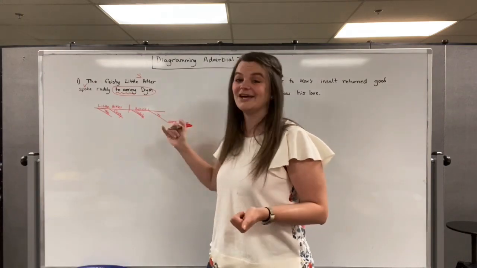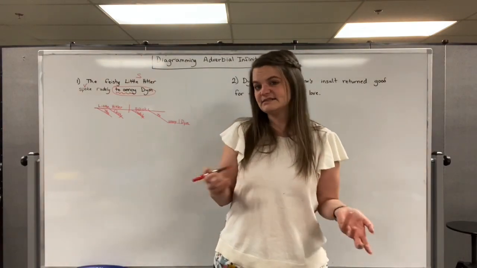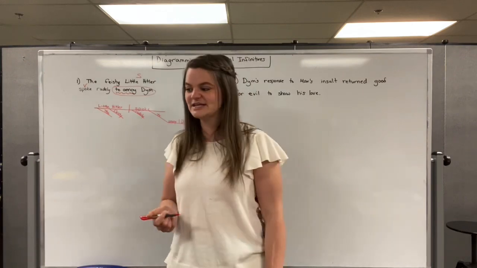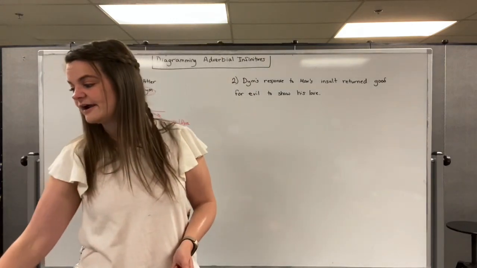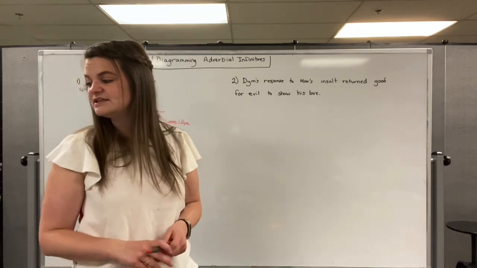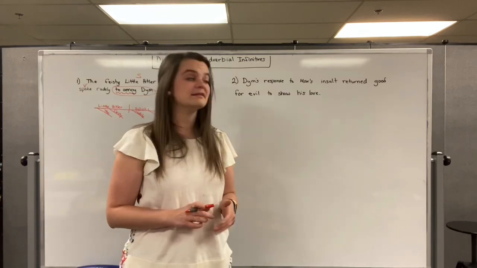And then we just diagram the phrase just like it would be as if it were a sentence, right? It's its own mini little unit up here. All right, let's move on. Let's try sentence 2 on there. Your sentence 2 is, Dim's response to Max's insult returned good for evil to show his love.